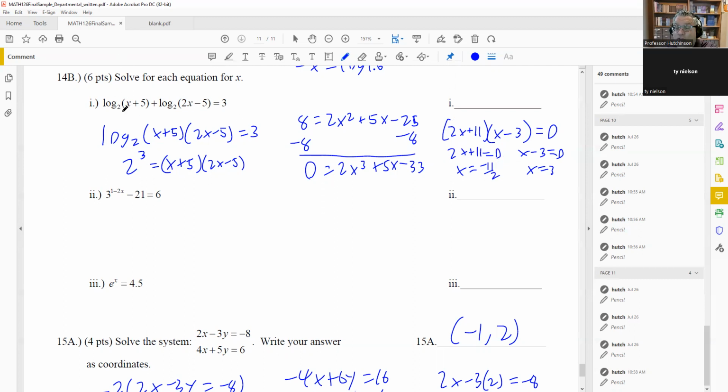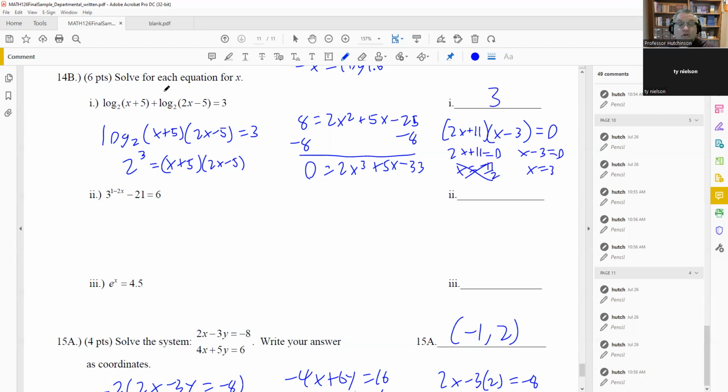-5.5. -5.5 plus 5, that's going to give you a negative number. And if you put that in here, it's a negative number. So this right here, you have to cross that out. That one doesn't work. Okay. You put 3 in here, 3 plus 5, positive. 2 times 3 is 6 minus 5, that's positive. So 3 is the only answer you have.